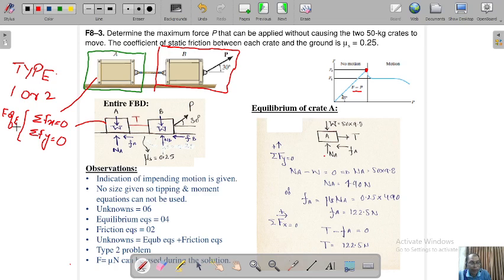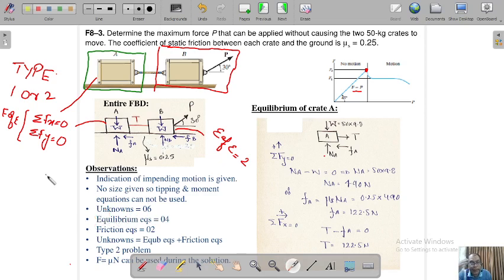In the same way, if you look at this other system, you will again have 2 equations of equilibrium. So how many equilibrium equations do you have in this system? You will have 4 equations of equilibrium.